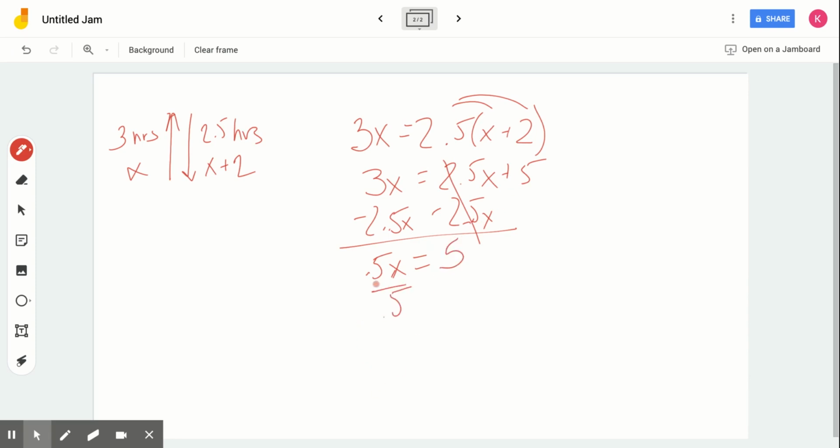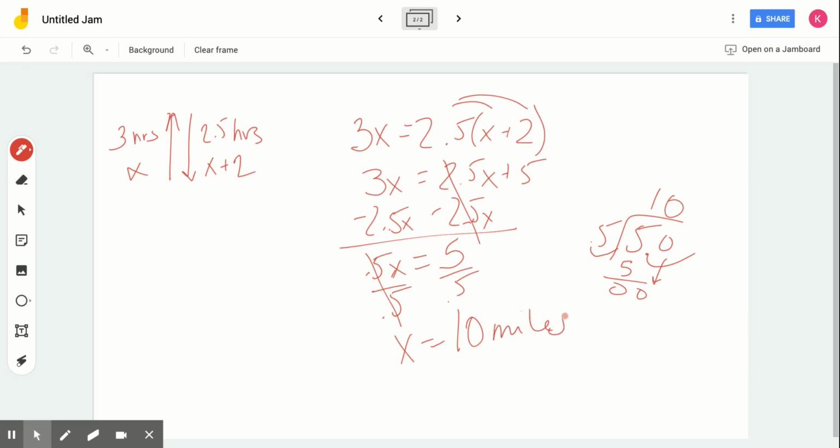Here, the opposite of multiplying by 0.5 would be to divide by 0.5 on each side. This will cancel, we'll be left with x. 5 divided by 0.5. Here we need to take this decimal out. Take this one out. You can add a 0 for a placeholder. 5 goes into 5 one time. Bring down our 0, and 5 can go into 0 0 times. So here we know that our distance, our x, is 10 miles.